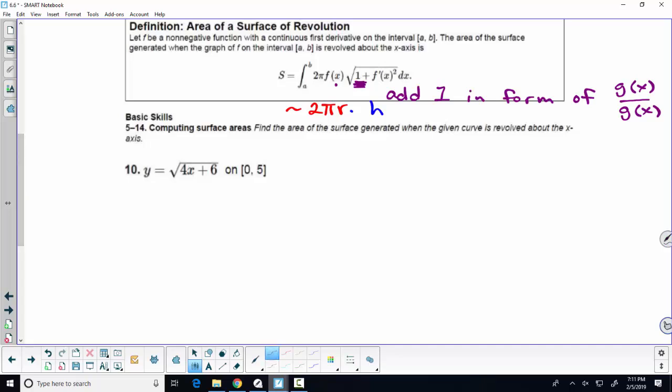Okay, so the other thing to point out in this formula is, unlike disk and shell methods, where you have rectangles running this way or this way, with surface area the variable of integration is always the same as the axis of revolution. So here, we're rotating this thing about the x-axis, and everything is in terms of x. If we rotate it around the y-axis, everything's in terms of y.